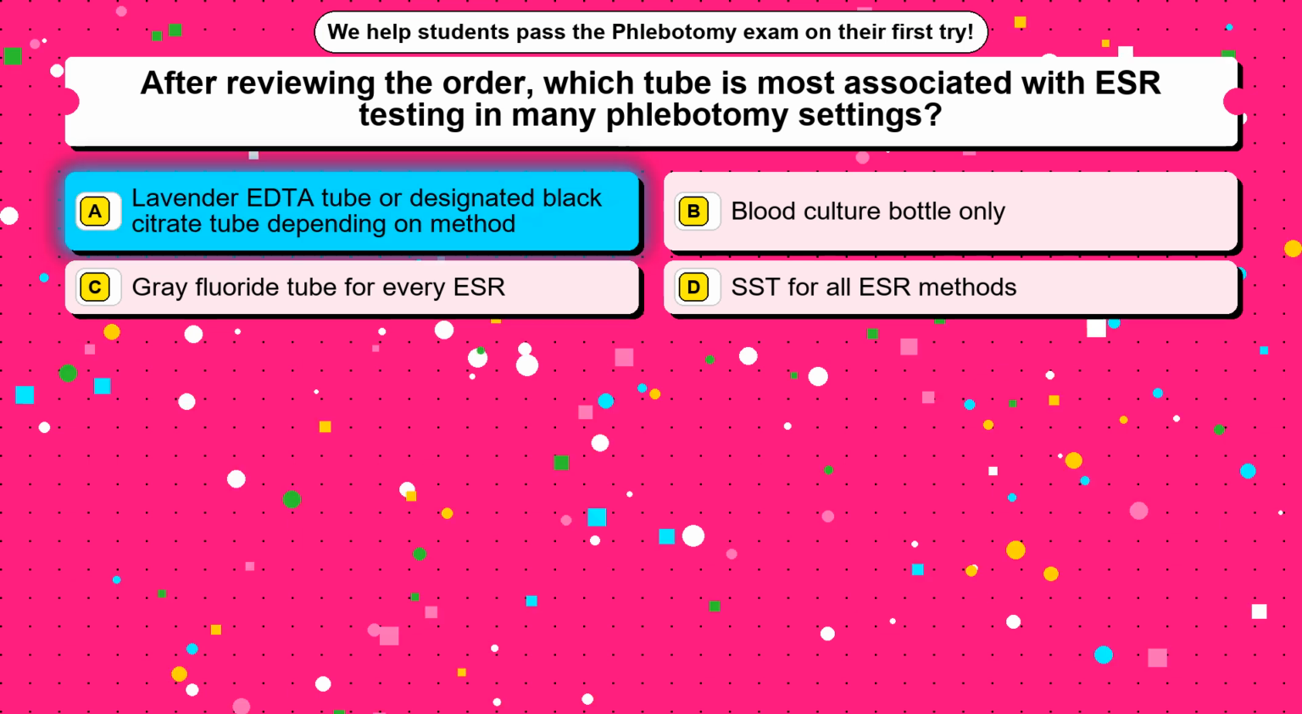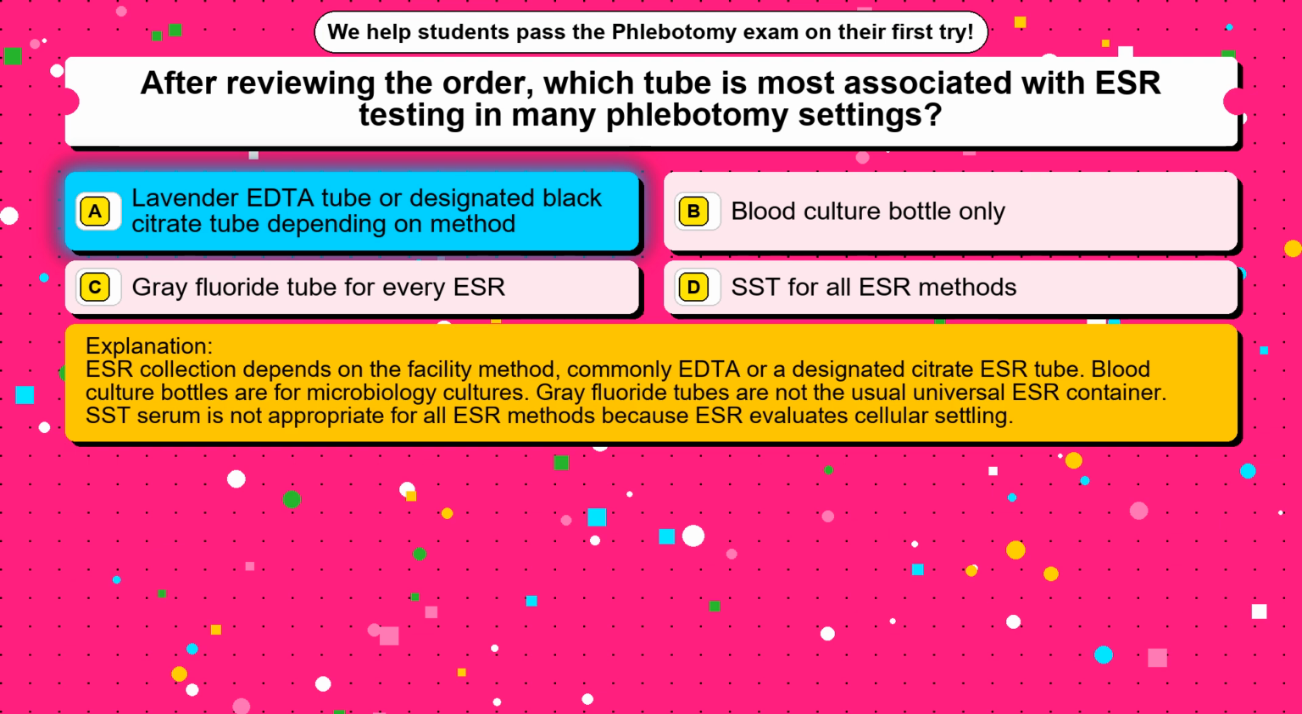The correct answer is option A. Lavender EDTA tube or designated black citrate tube depending on method. ESR collection depends on the facility method, commonly EDTA, or a designated citrate ESR tube. Blood culture bottles are for microbiology cultures. Gray fluoride tubes are not the usual universal ESR container. SST serum is not appropriate for all ESR methods because ESR evaluates cellular settling.